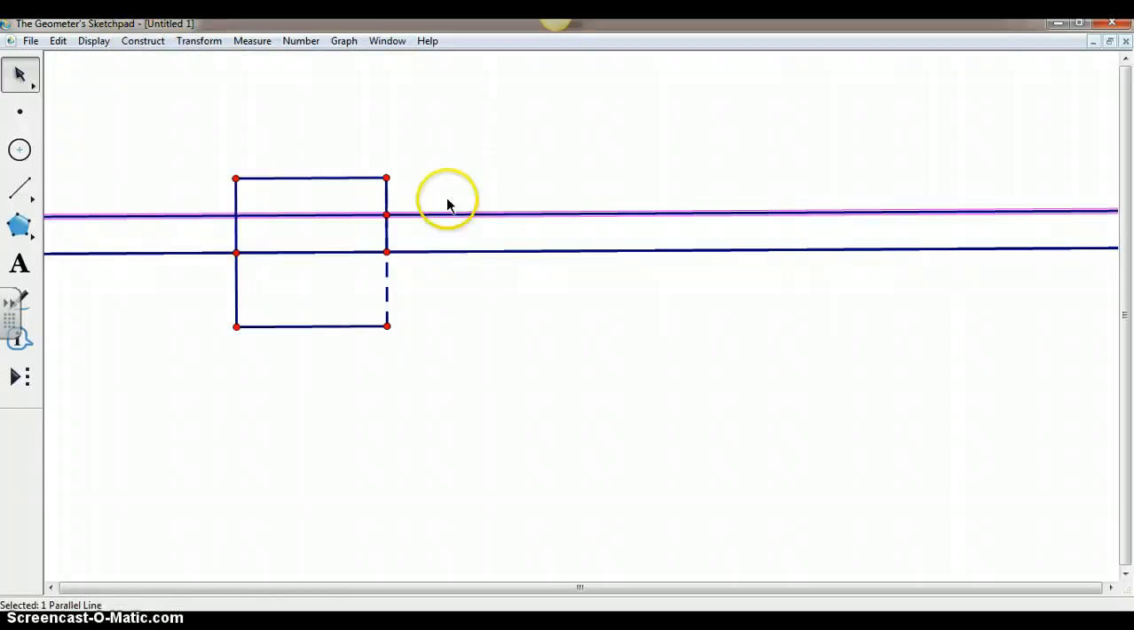So we're going to find the intersection of this parallel line and our side, and we're going to create a line segment here and here, and if you can see, our triangle goes just like this.